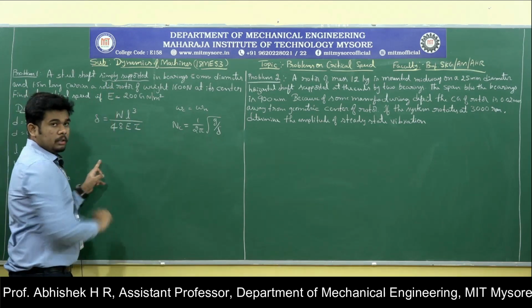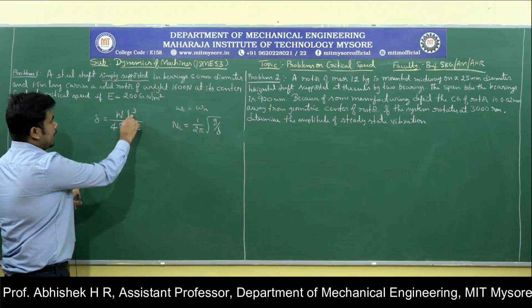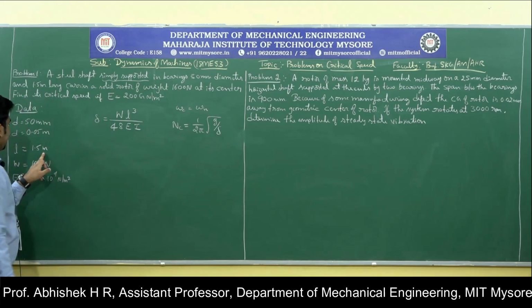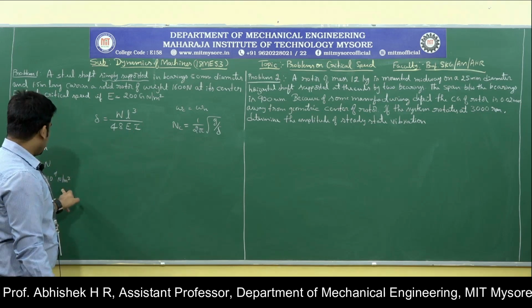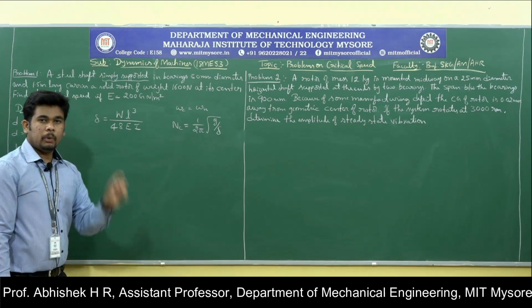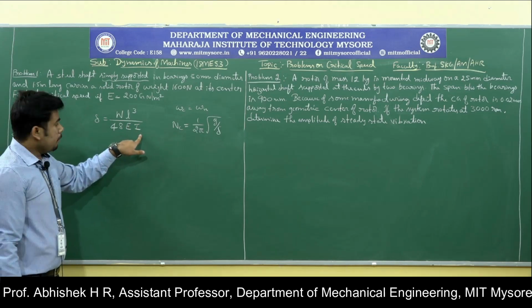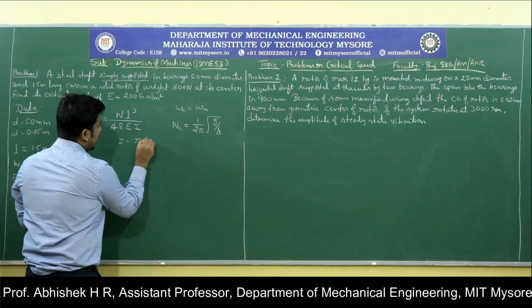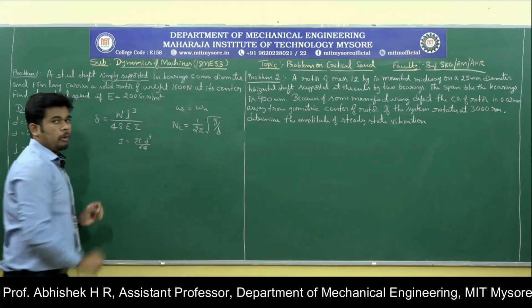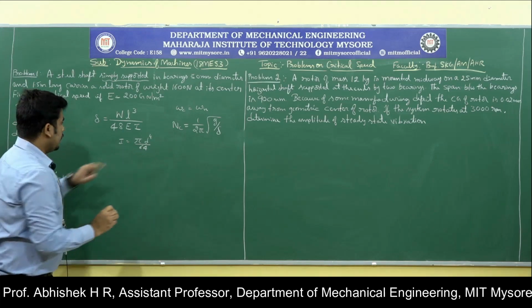Here the weight we know, 1600 Newton. Length also we know, that is 1.5 meter. E is also given in the problem, 200 into 10 to the power of 9 Newton per meter square. And I, with respect to the shaft, is pi into d to the power of 4 divided by 64. So using this we can find out the I value.